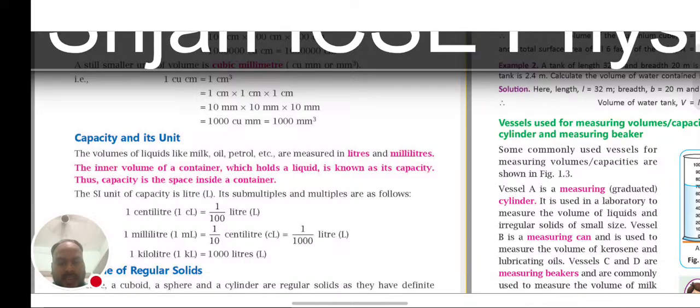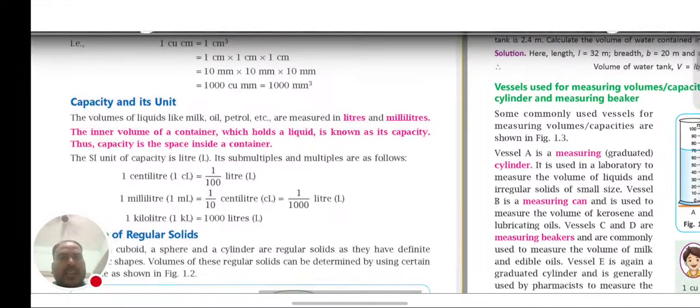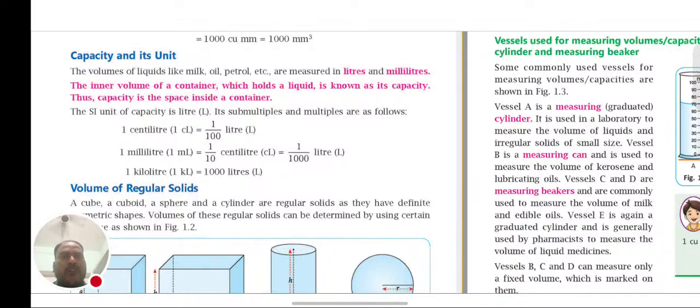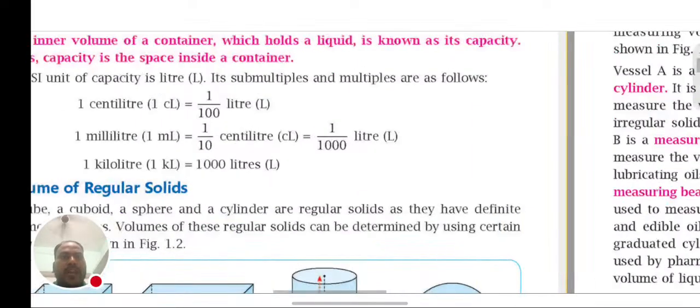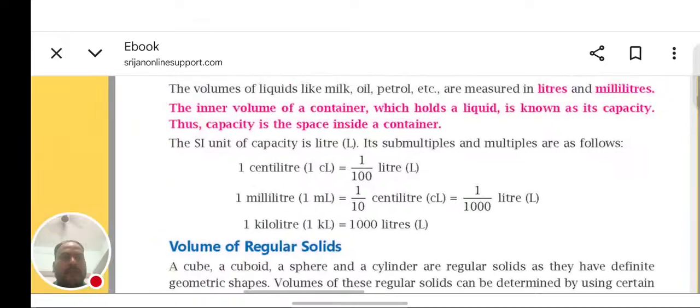Now capacity and its unit. The volume of liquid like milk.